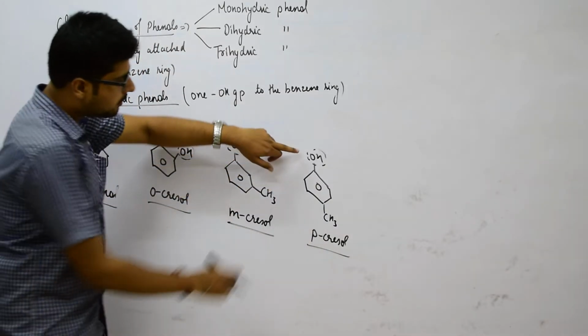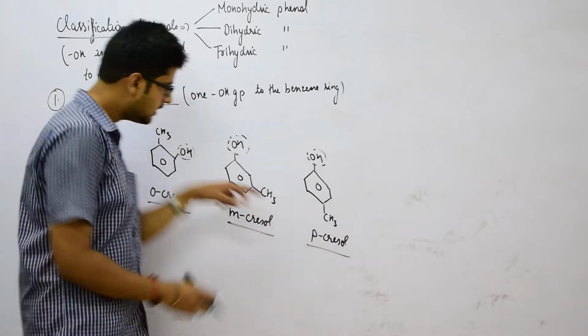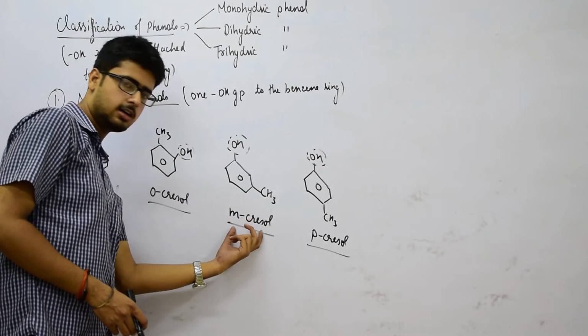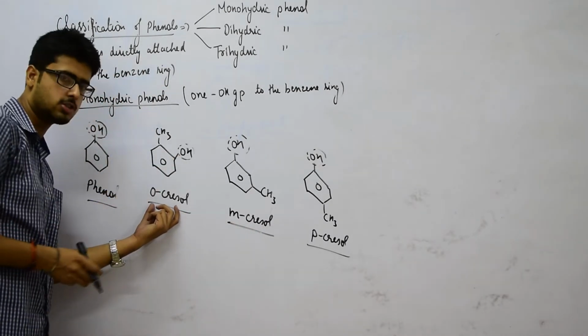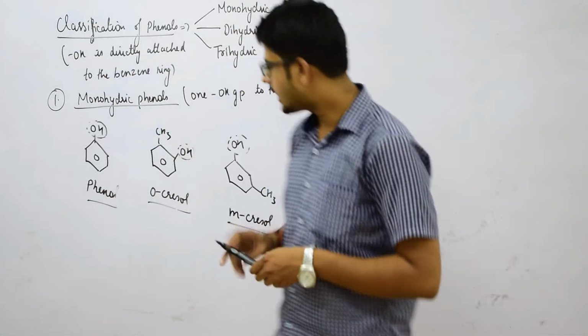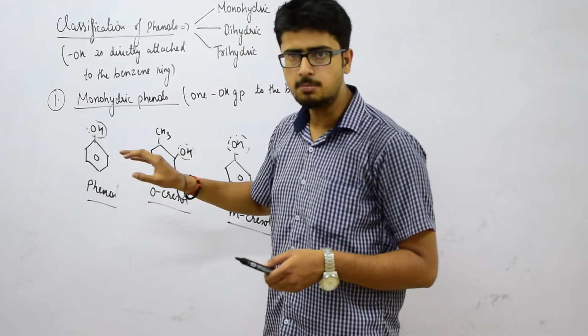Because OH and CH3 group are at para positions, it is paracresol. Here they are in meta positions, first and third position, metacresol, and here they are at first and second position, that is orthocresol. So in all the cases we are seeing that only one OH group is there, which is directly attached to the aromatic system.